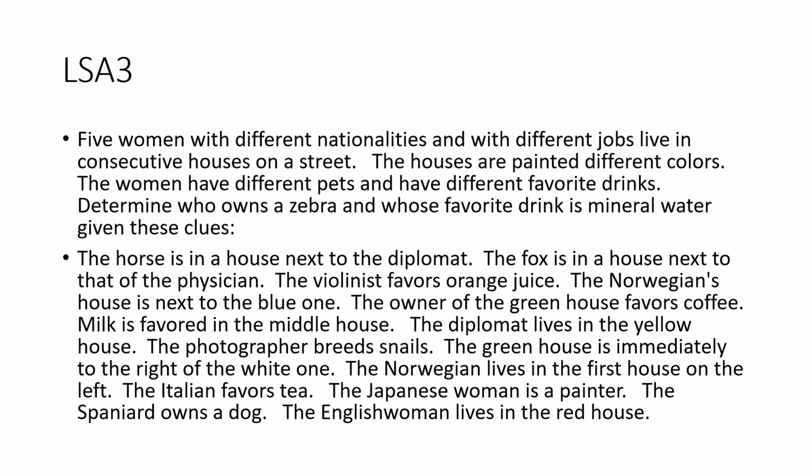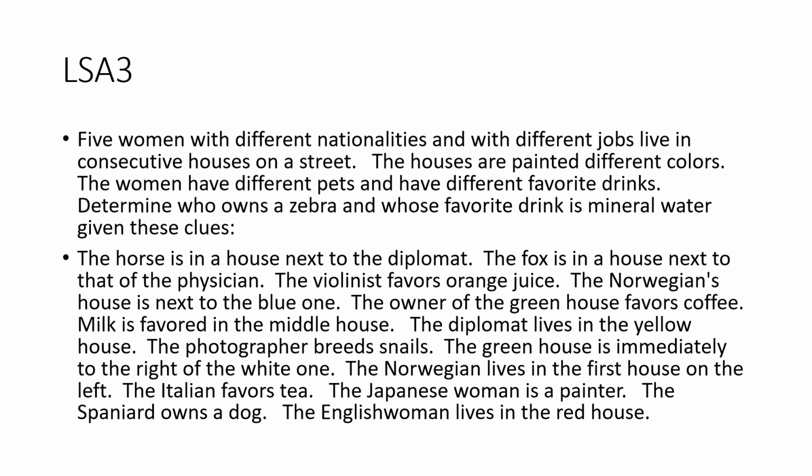And now let's introduce LSA 3. Five women with different nationalities and different jobs live in consecutive houses on a street. The houses are painted different colors. The women have different pets and different favorite drinks. Determine who owns a zebra and whose favorite drink is mineral water, given these clues. The horse is in a house next to the diplomat. The fox is in a house next to that of a physician. The violinist favors orange juice.